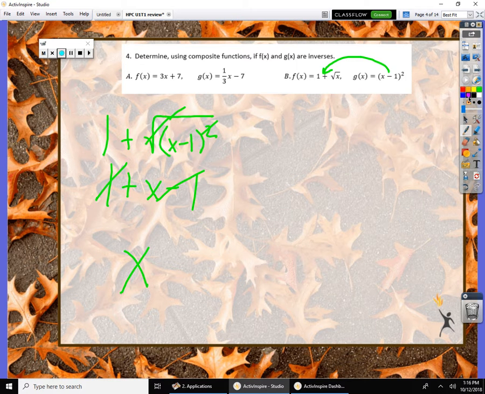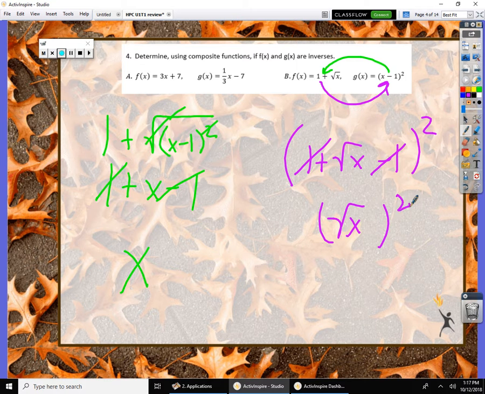Now I'm going to take f and plug it into g. So instead of writing x, what am I going to write? 1 plus the square root of x minus 1 squared. What can I do first? What can I cancel? No, you cannot cancel the squared and the square root because they're not alone. The 1's cancel. I'm left with the square root of x squared. Now a squared cancels the square root, and I'm left with just x.